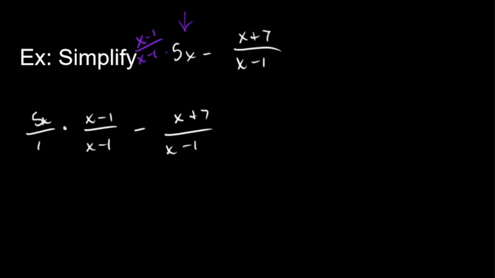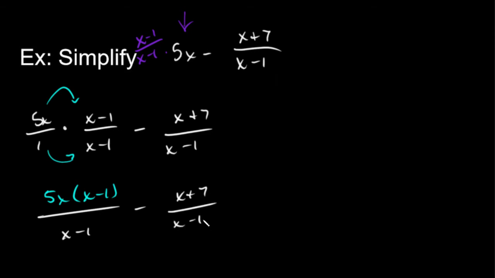Now here, when you're multiplying fractions, you multiply straight across. And so you will get 5x times x minus 1 over x minus 1, minus x plus 7 over x minus 1. Now we have a common denominator, and so we do the same thing we did earlier. You just do the top and keep the bottom the same. So you take the top minus the top, and so you're going to have 5x times x minus 1 minus x plus 7. This, as you might be able to imagine, is the most common mistake. They forget the parentheses when they're subtracting.